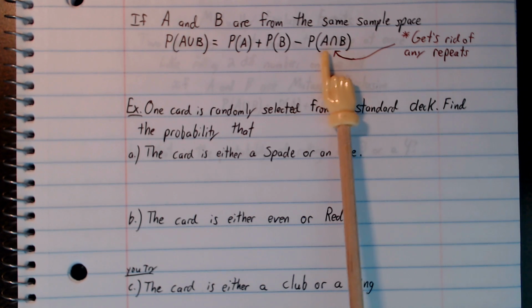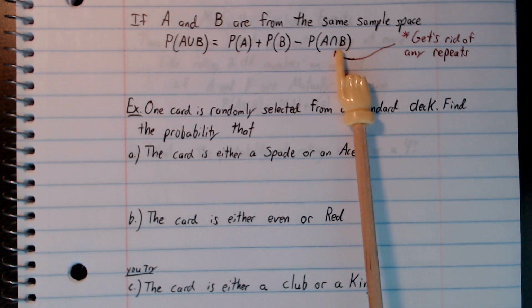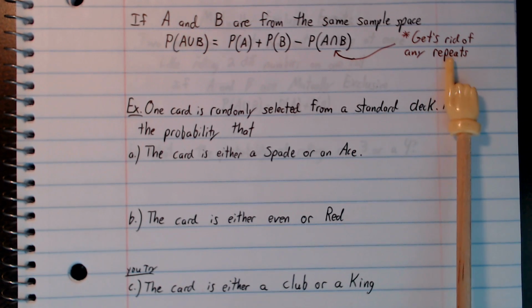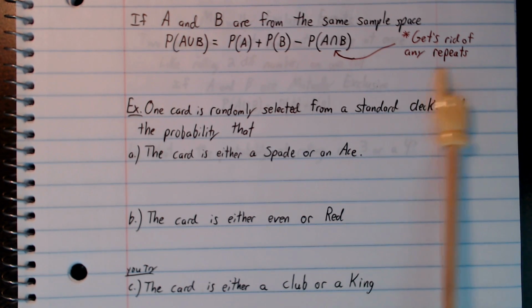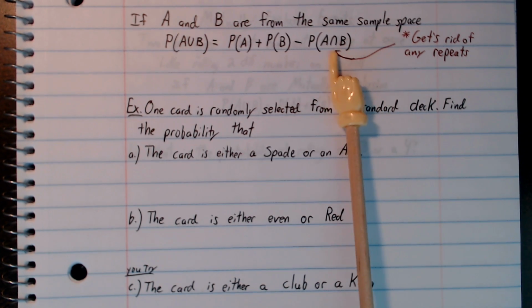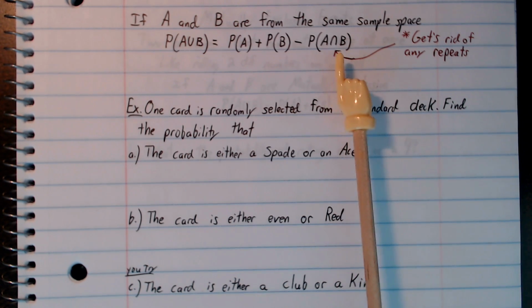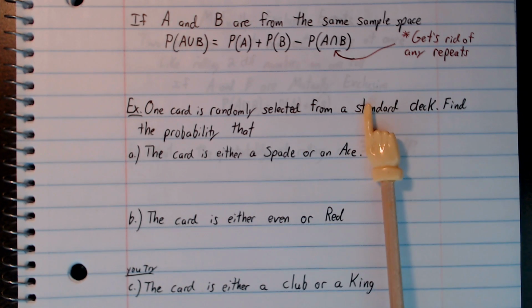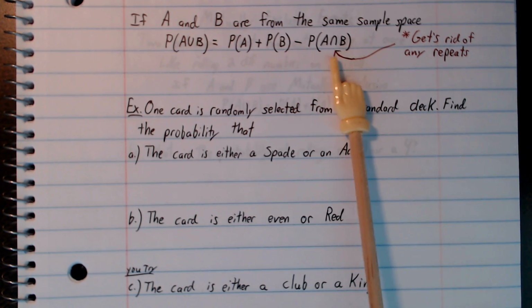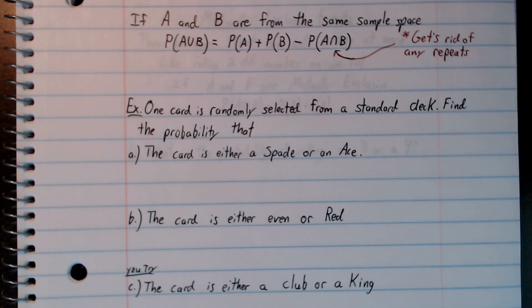Now, we do call this and, it also means intersection of. So what this means is that we're going to be getting rid of a repeat when this particular thing intersects. What I mean by that you will see in the example down here. But basically whenever it belongs to both categories at the same time.